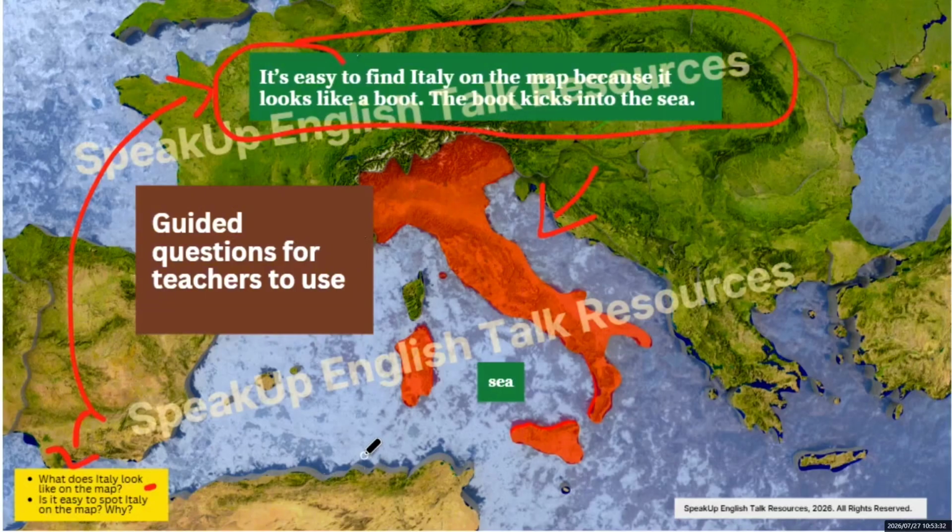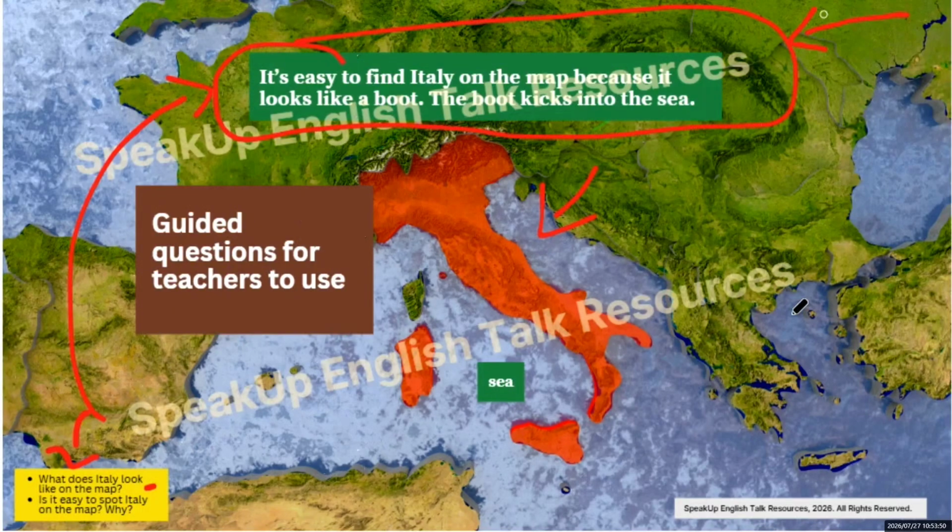And you can ask them, is it easy or is it hard to spot Italy on the map, and why? And get them to give you the answers. The answers can be found here. They might have problems expressing it in a complete sentence, so this is where you can help them to speak.